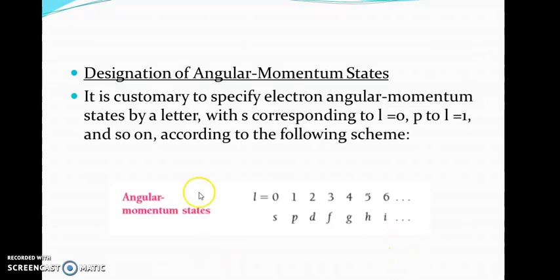Now the angular momentum states are represented by some letters. l equal to 0 corresponds to s state, and l equal to 1 corresponds to p state. l equal to 2 corresponds to d state. l equal to 3 corresponds to f. l equal to 4 corresponds to g. l equal to 5 corresponds to h. And l equal to 6 corresponds to i. These are the designations for angular momentum states.